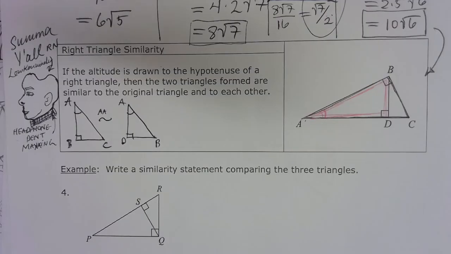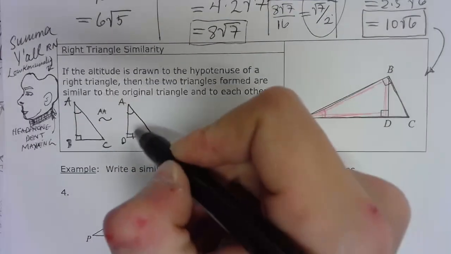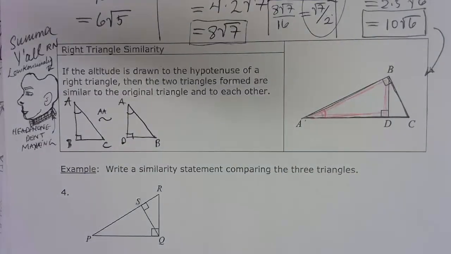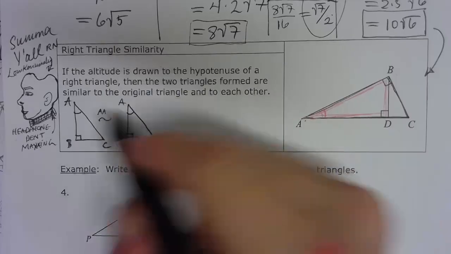This means they're proportional. You can multiply this triangle by a number to get this triangle and vice versa. That's not a coincidence. This happens every single time. We just proved it using the angle theorem.